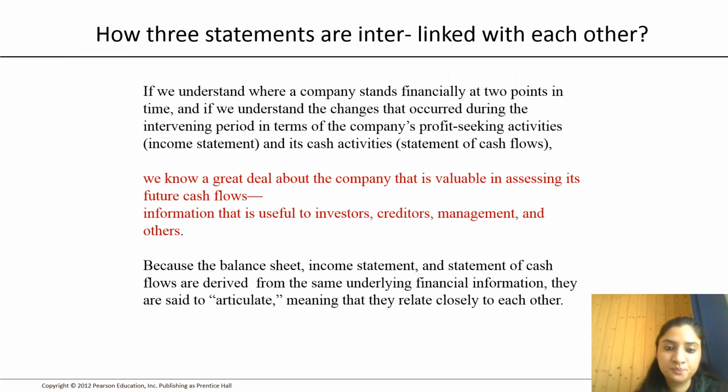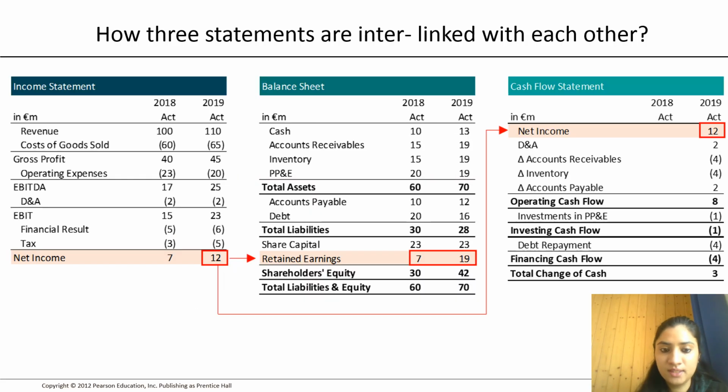Here is an example. Net income is 12. So that is the retained earnings. You can see here 19 minus 7 is 12. Another thing you can see is the net income, which you also see in the cash flow statement. In this way we can see the information in the different statements, but a similar kind of information. However, the different statements represent different views of the company.